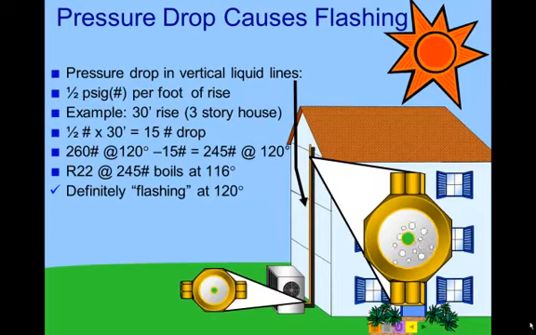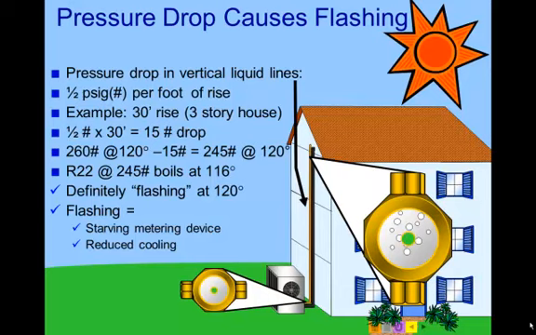Therefore, we will be getting flashing. So if we had the sight glass at that location, which is closer to the evaporator, we will see bubbles. That's not air in the system. That's the actual refrigerant vaporizing, going from a liquid to a vapor. Two things are going to happen. We're going to starve the metering device, which means that the evaporator will get less refrigerant. Therefore, there will be reduced cooling capacity. So flash gas does two things: starves the metering device, starves the evaporator, and reduces the cooling. So what we want to try to do is to either eliminate, or if not that, at least minimize the amount of flash gas that occurs.